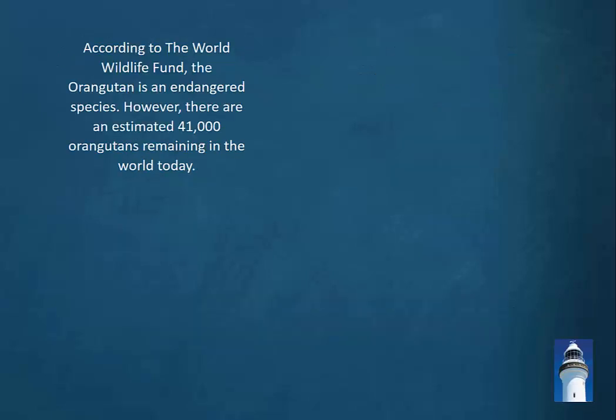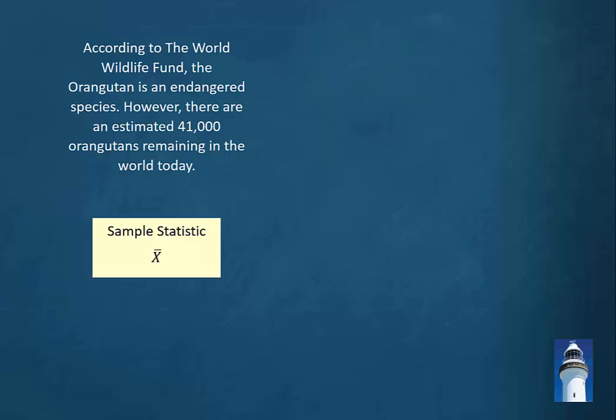According to the World Wildlife Fund, the orangutan is an endangered species. However, there are an estimated 41,000 orangutans remaining in the world today. Observing 41,000 orangutans would be prohibitive in many ways. So if we wanted to calculate a mean of a variable associated with the orangutan, say for instance the mean number of hours that orangutans spend sleeping per day, we would have to use a sample. So we would calculate a sample statistic and report it correctly as x bar.